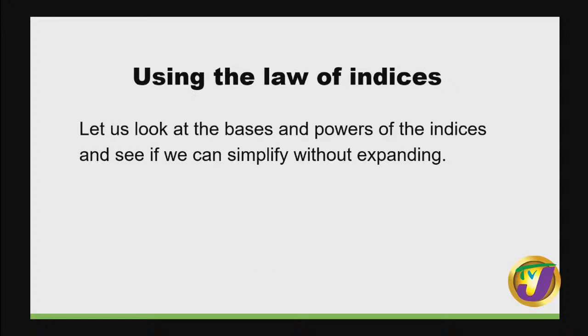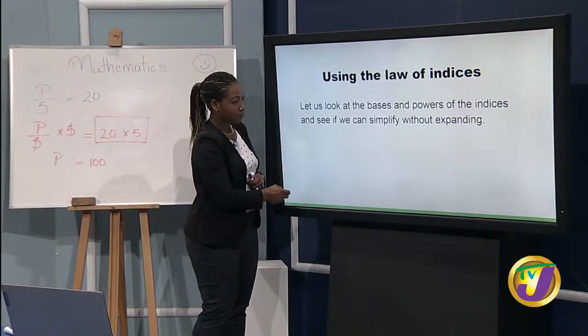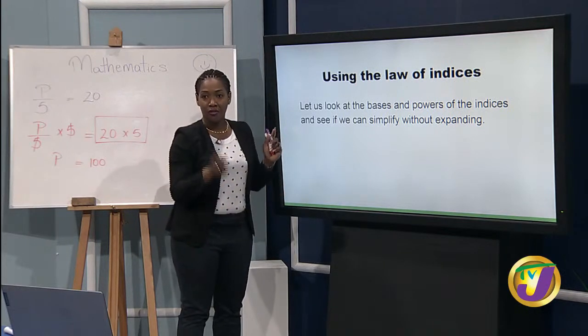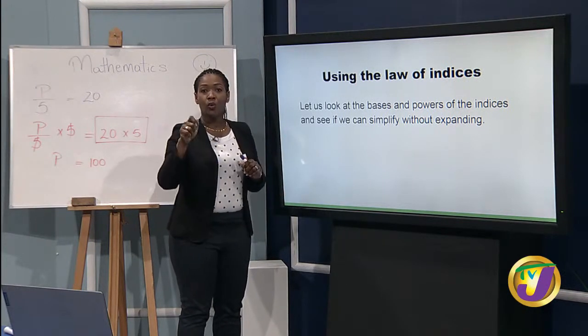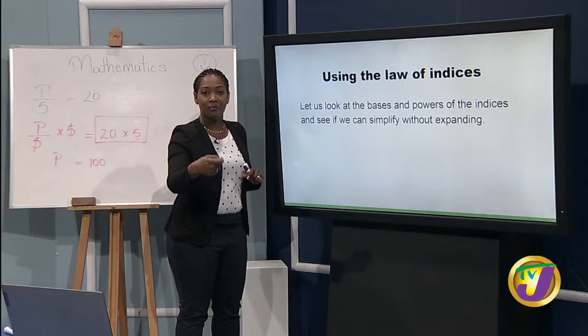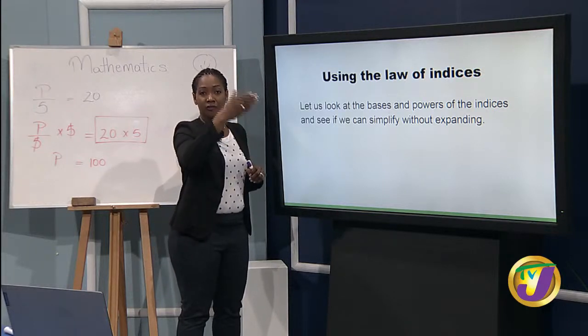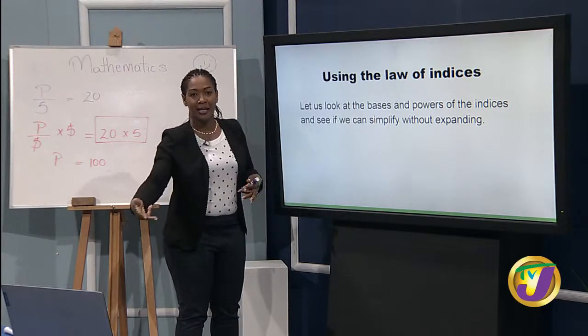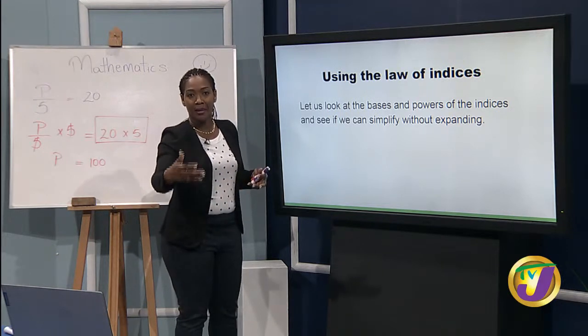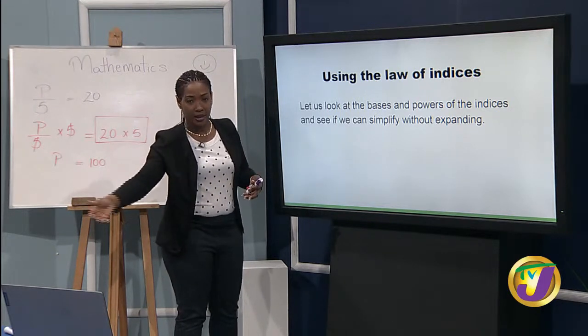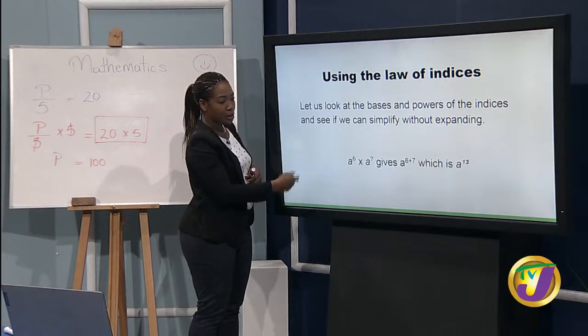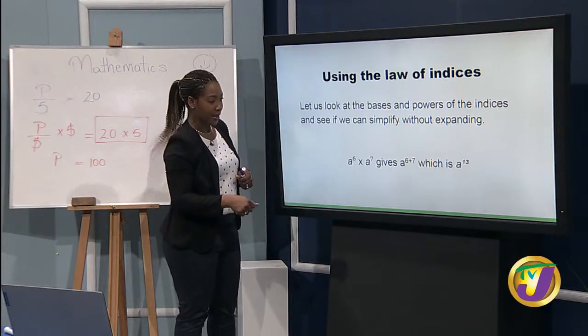All right, let's do some things. Let us look at the bases and powers of the indices and see if we can simplify without expanding. All right? So what we did a while ago, before we move on to the next thing, when I said D to the 4th power, we expanded it and wrote it out. D multiplied by D multiplied by D multiplied by D. So what we're being asked to do is to work this out without expanding.